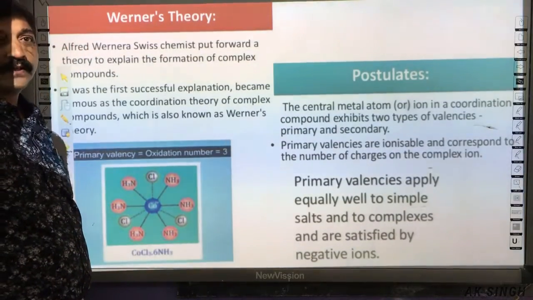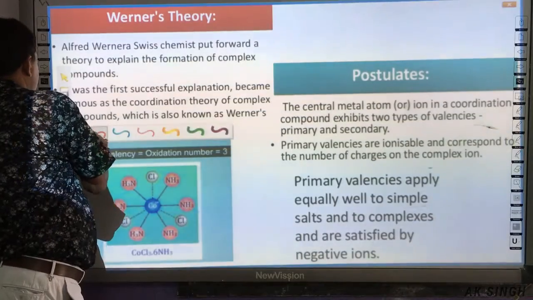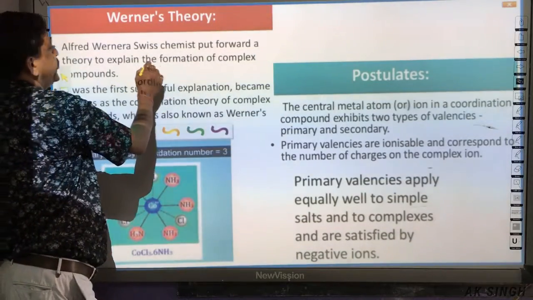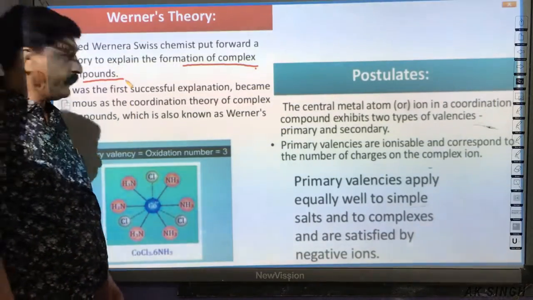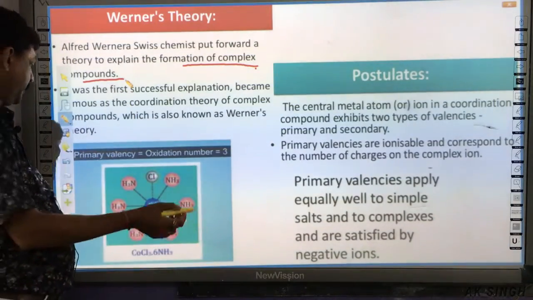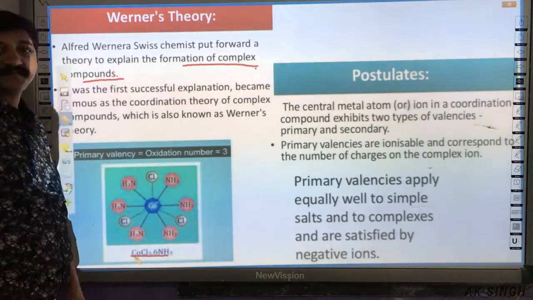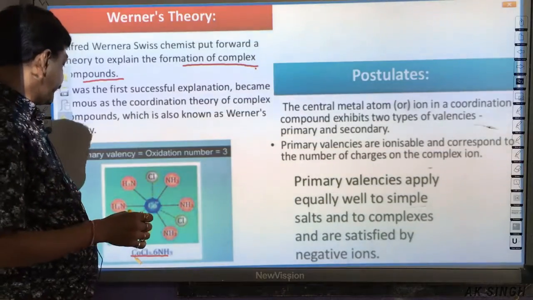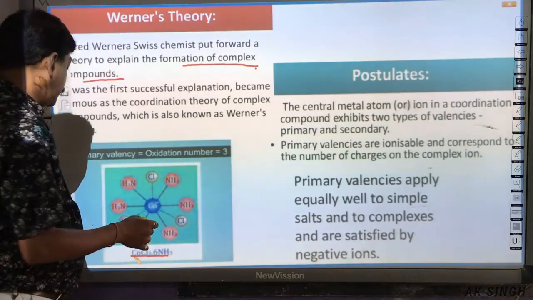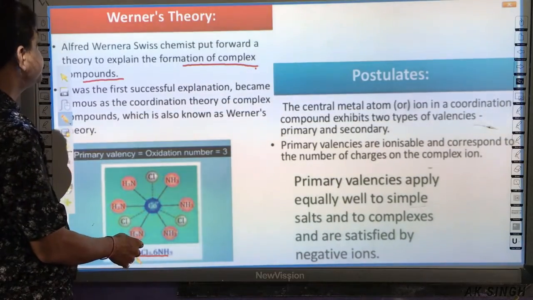We will start with Werner's theory, the scientist who explained the formation of complex compounds. He performed various experiments. Mainly, this is the example: copper chloride ammonia treated with silver nitrate, and he obtained the components.